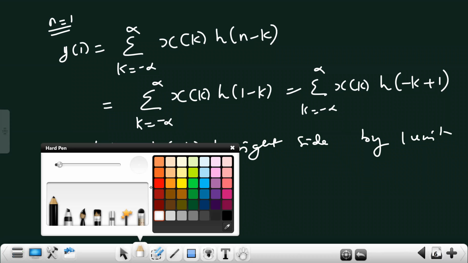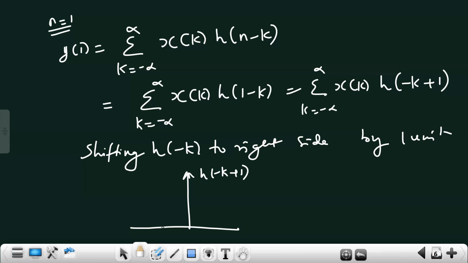So it will be starting from negative 2 and ending at 2. Please check if this is correct or not. h of minus k plus 1, whatever I have drawn here, is obtained by observing the previous graph and shifting towards the right side by 1 unit. So when you shift this particular graph towards the right side, it will go from -2 to 2. I hope this is correct.